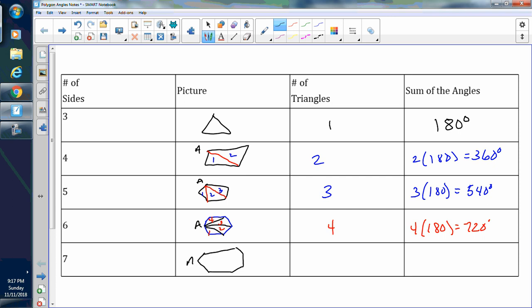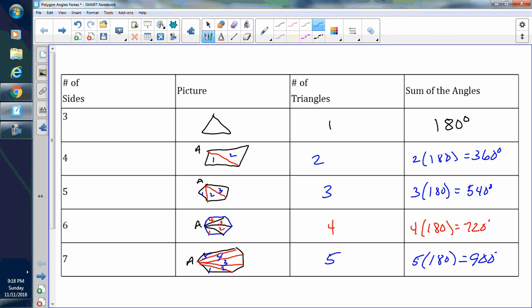Let's call this point A. We carefully draw them in. There's 1, 2, 3, 4 diagonals, and there's 1, 2, 3, 4, 5 triangles. And the total of those triangles, 180 apiece, 5 times 180 would be 900. And we can continue in this manner for polygons with more sides.